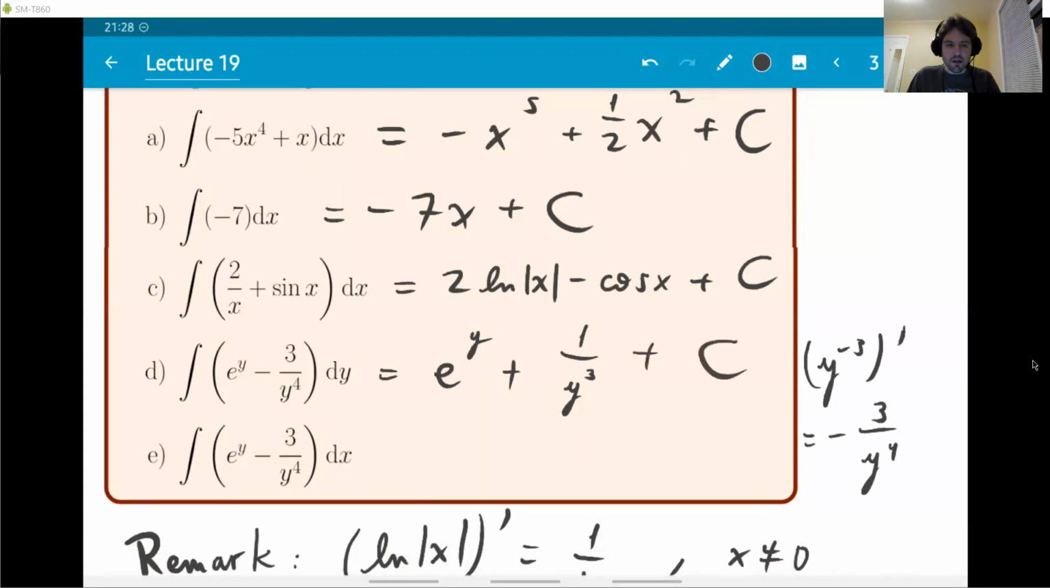And finally, the last item, it's kind of a trick question. The function is written in terms of y, but the variable of integration, if you want to call that, is x. So we are trying to think of this function inside as a function of x. It's just a constant function. Y with respect to x is a constant, is a number. So item E is actually like item B, where you have the integral of a number. And what is the answer there? It is that number times x.